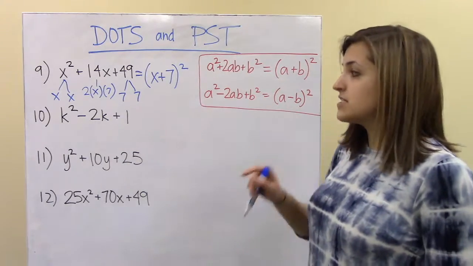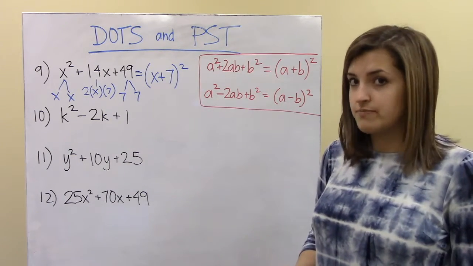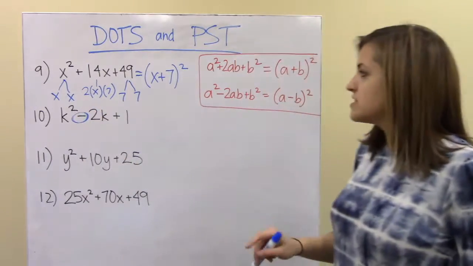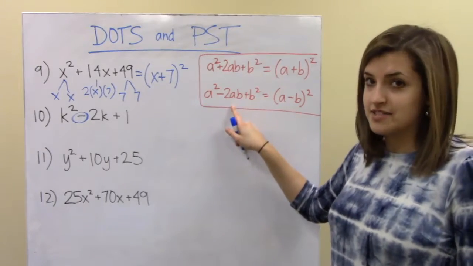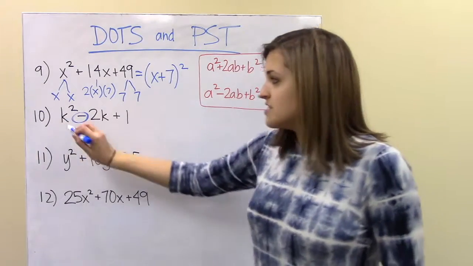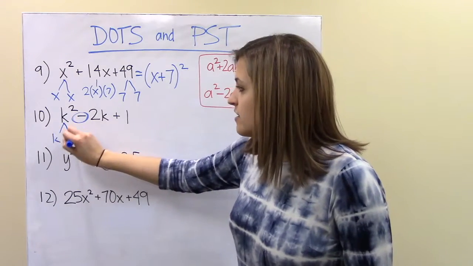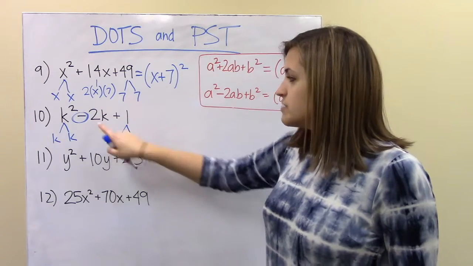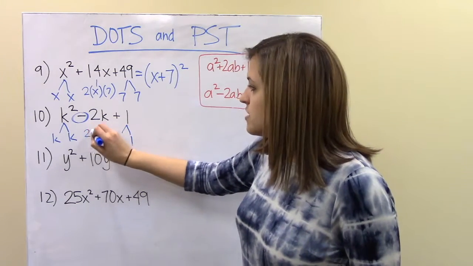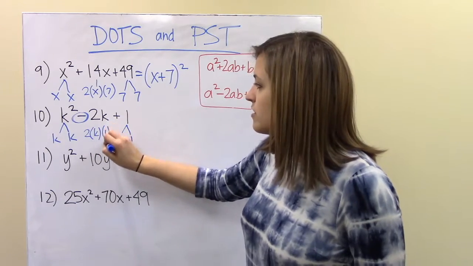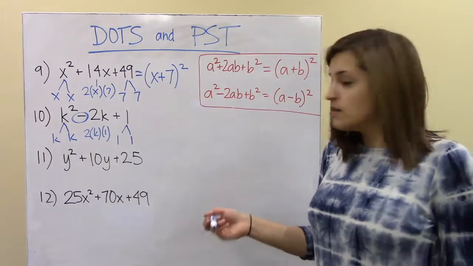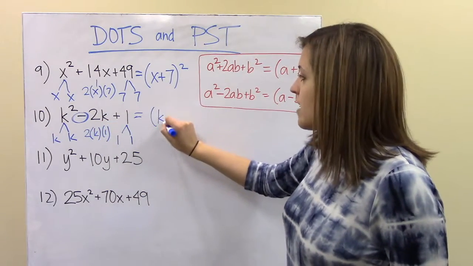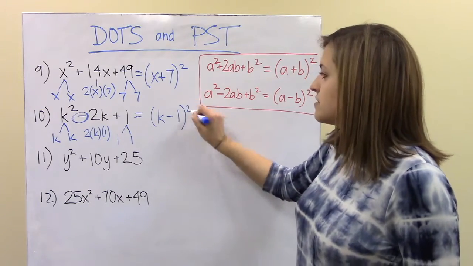Number 10 is k squared minus 2k plus 1. Right away, I notice this minus here. This tells me that I'm probably going to be dealing with the second case. So let's take a look. We have k squared, which is k times k, and I have 1, which is 1 times 1. So the middle term should be 2 times k times 1. And in fact it is, we have 2k. But we have minus 2k, so this is going to be factored like k minus 1 squared.